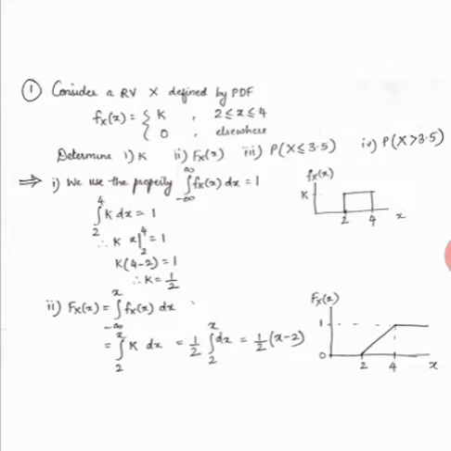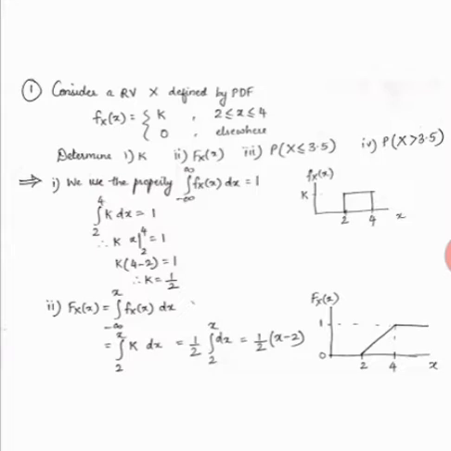So first of all, to get the value of k, we use the property of PDF. One of the properties was that the integral from minus infinity to infinity of fx of x dx is equal to 1. Now between minus infinity to infinity, fx of x is defined only for a certain range, which is between 2 to 4, and it is 0 elsewhere. So we will be putting the limits 2 to 4 instead of minus infinity to infinity.